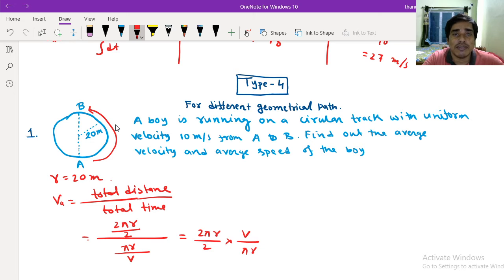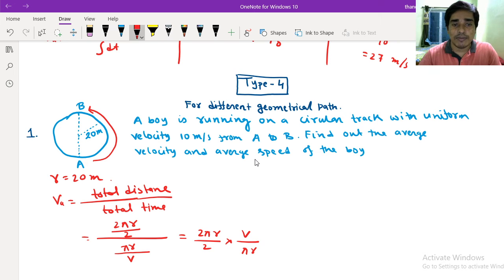Here a boy is running on the circular track with uniform velocity 10 meter per second, A to B. Find out the average velocity and average speed. Average speed will be total path divided by total time taken, that is 2 pi r by the total time, total path divided by time.